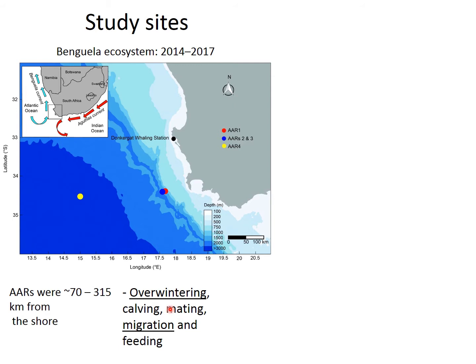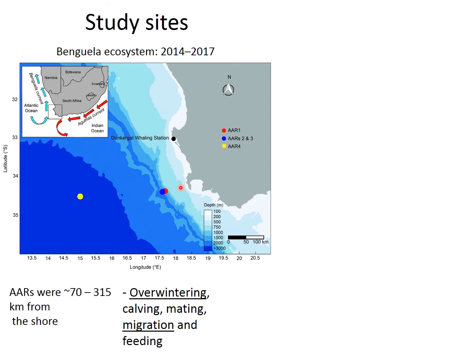And as we can see from this figure, the Benguela ecosystem extends from the south coast of South Africa all the way to the southern border of Angola. And the Benguela current is a cold, nutrient-rich current, as you can see here. And we have another current on the east coast of South Africa, which is the Agulhas current, which is a warm and nutrient-poor current.